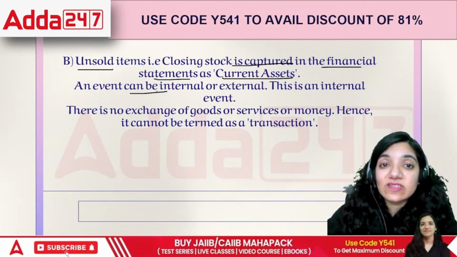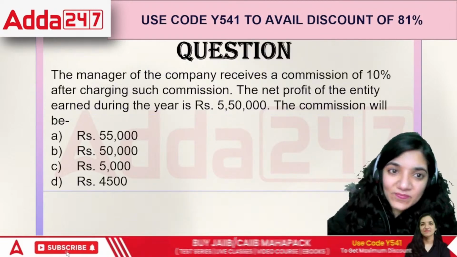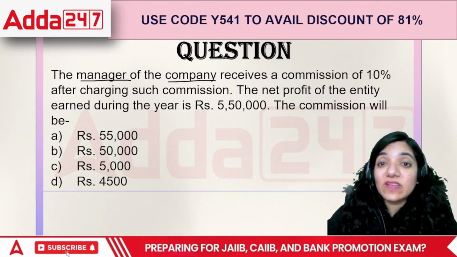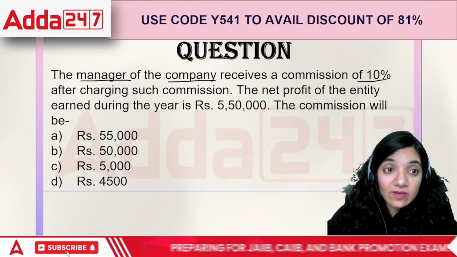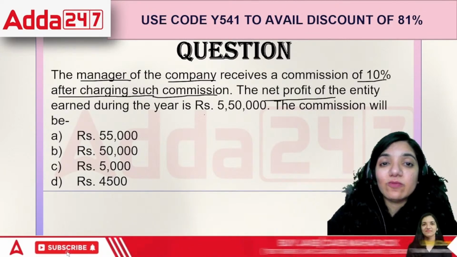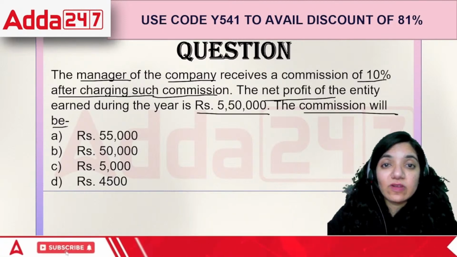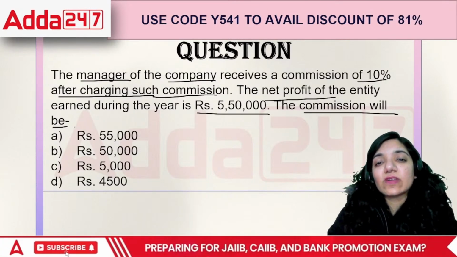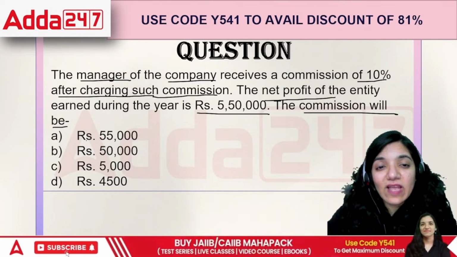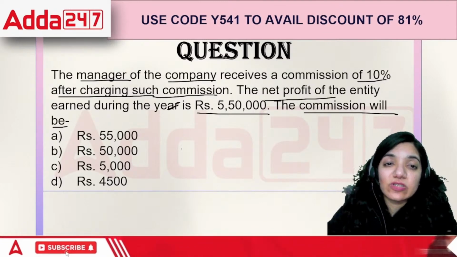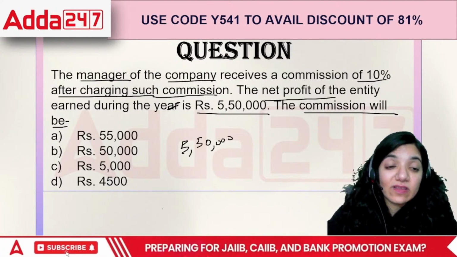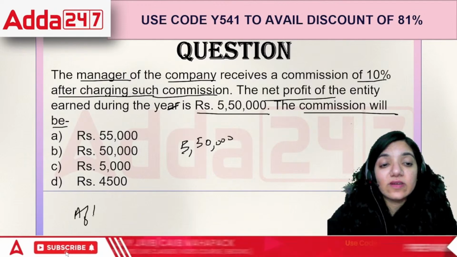An event can be internal or external. Next question, everyone. The manager of the company receives a commission of 10% after charging such commission. The net profit of the entity was 5,50,000. The commission will be... They are saying the manager receives a commission after charging. That means this 5,50,000 includes the commission.